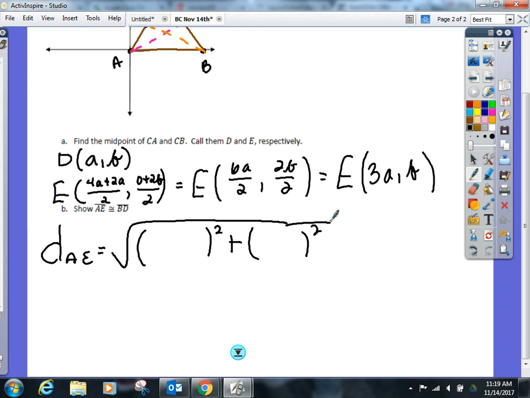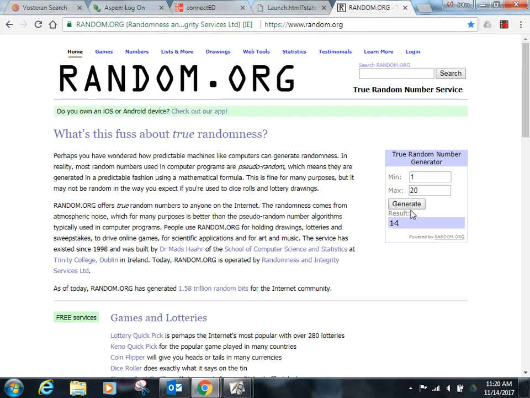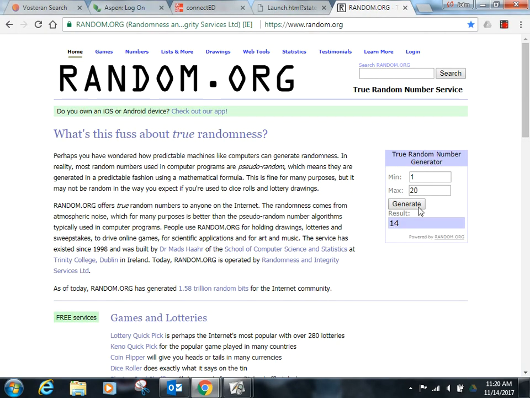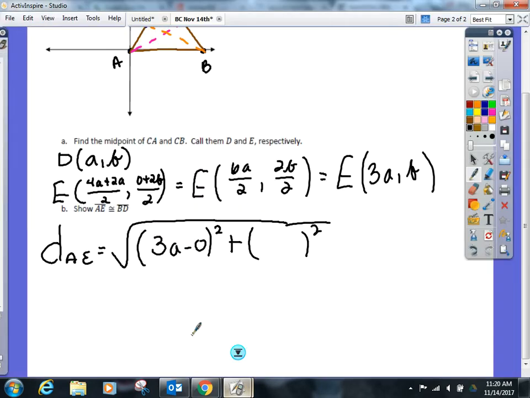All right, A and E. Need the x coordinates for A and E so I can subtract them in any order, doesn't matter. Hey, 14, here we go. A and E, x coordinates. 3A minus 0, all squared. And how about the y coordinates for A and E? Y coordinates. Here we go, 6.